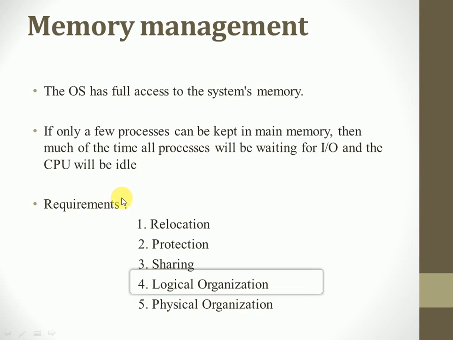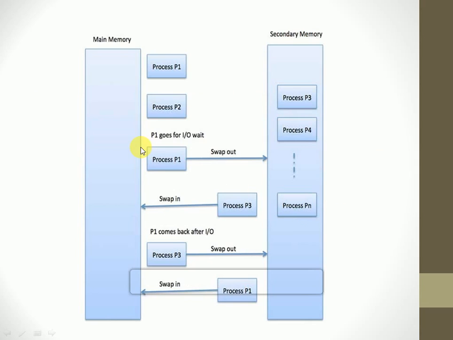These are the requirements for memory management. There are five requirements: relocation, protection, sharing, logical organization, and physical organization. This is the diagram for it, the node diagram. This is one simple example for memory management.